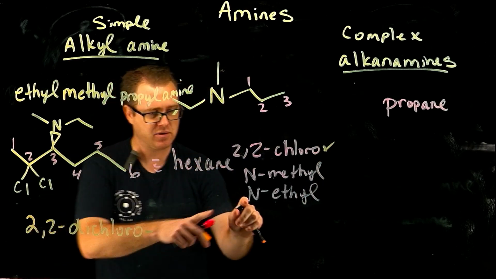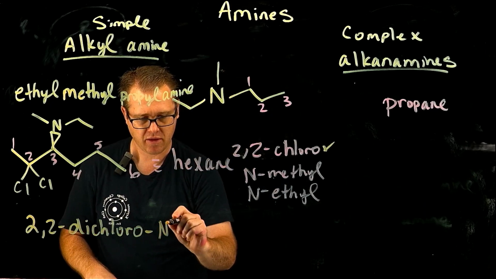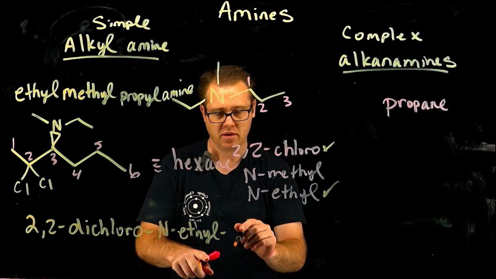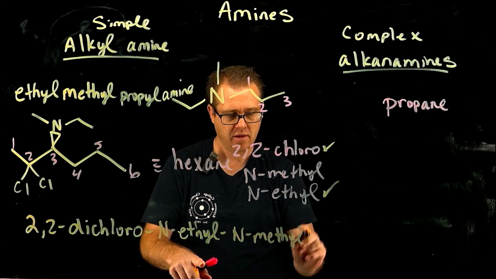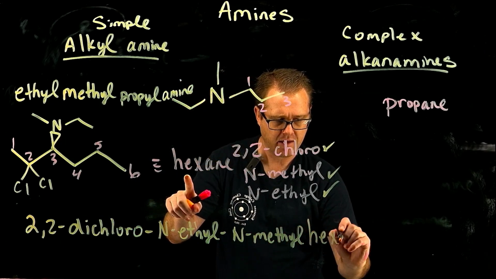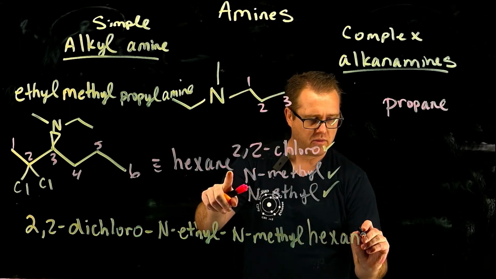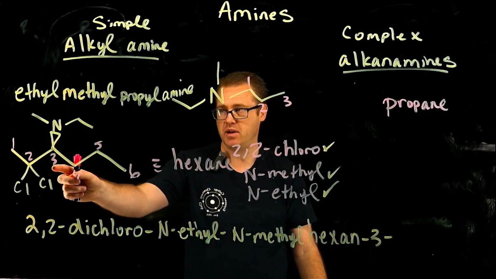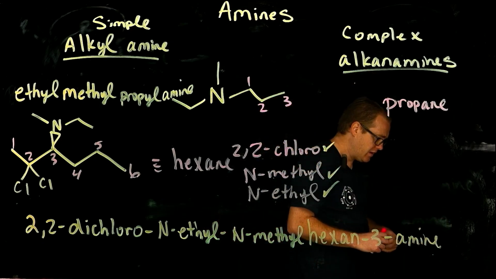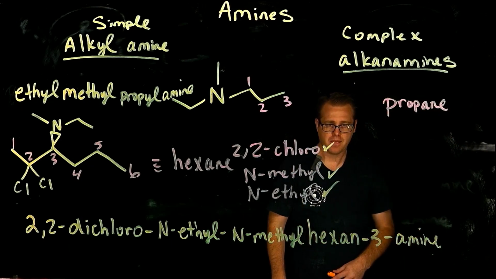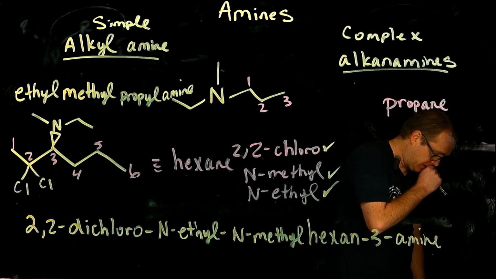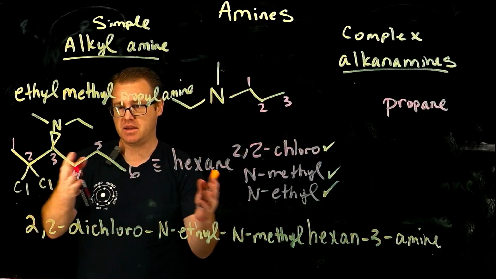And then we have dash because we're treating the N like numbers now. N-ethyl. Dash. N-methyl. So that's the substituents. Then it's hexane. We drop the E. We can go like this, dash, 3, dash, because we want to tell where the amine is. And then we put the suffix right there. Hexane-3-amine.